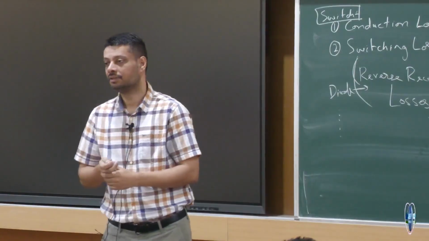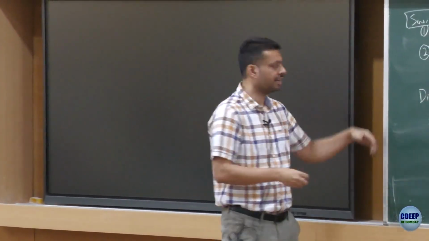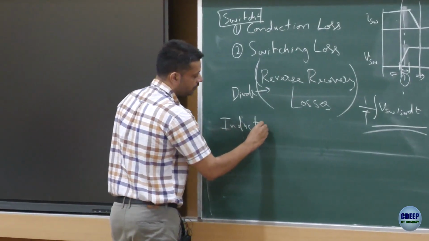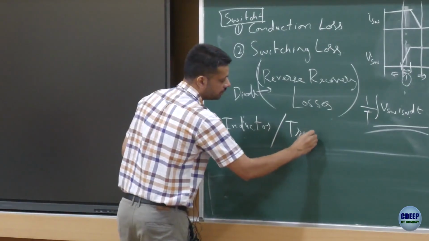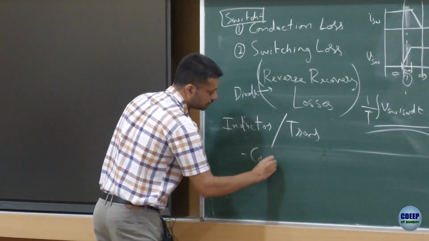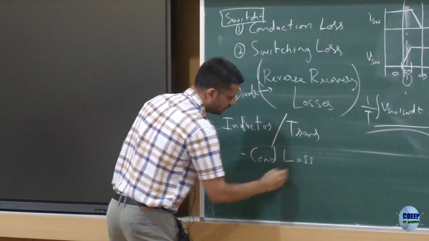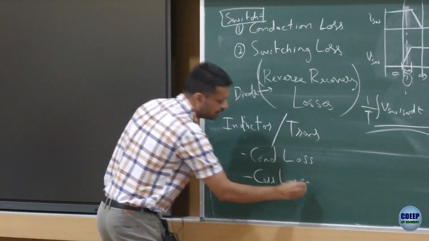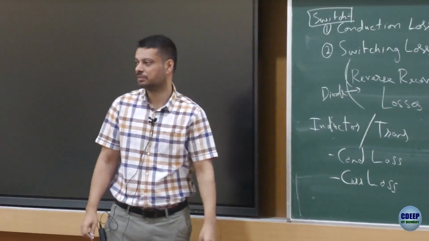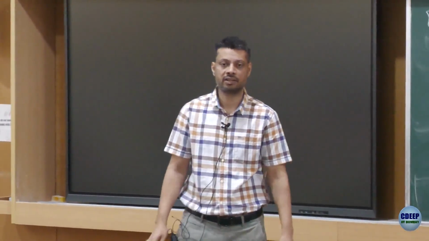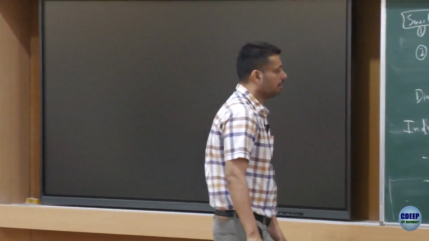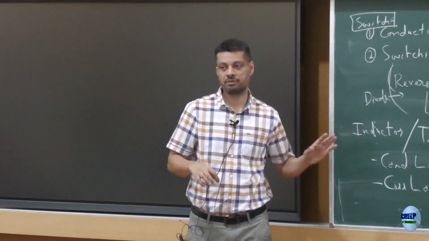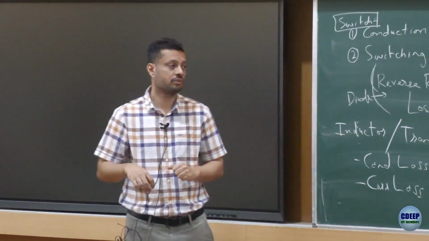The second is hysteresis loss, right? So your inductor or your transformer would have conduction loss, and would also have core loss, right? So broadly speaking, these are some of the predominant losses that happen in a power electronic converter. There are so many other losses, but these are the more dominating ones. These are the ones which contribute more to the overall share of losses.